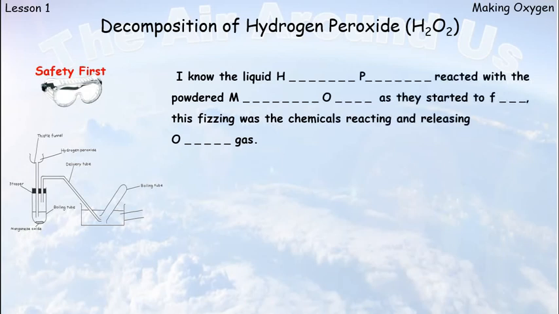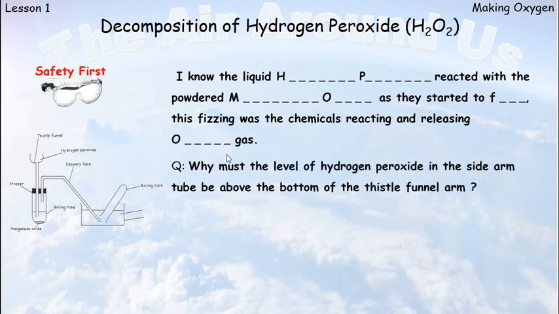So, filling in the blanks. Pause the video now and complete the blanks. Also, why must the level of the hydrogen peroxide be above the bottom of this thistle funnel tube? Why must we fill it above this line?